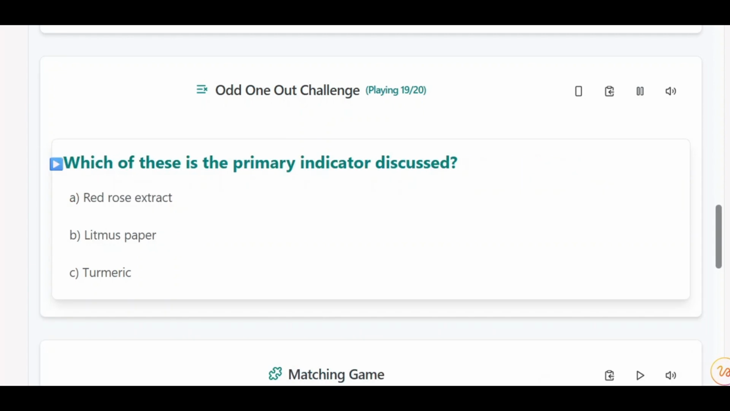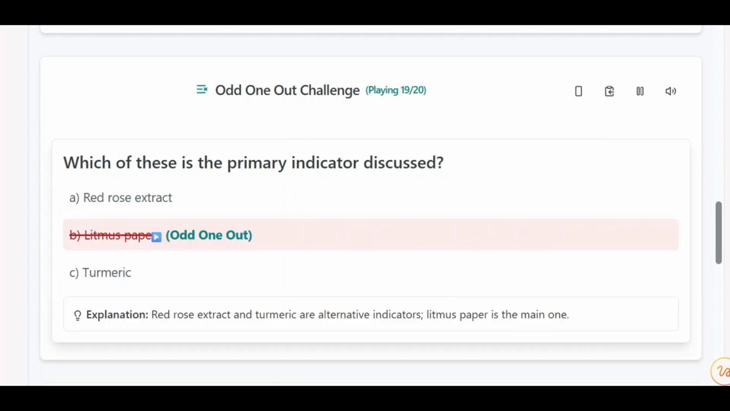Which of these is the primary indicator discussed? Red rose extract, litmus paper, turmeric. The odd one out is litmus paper, because red rose extract and turmeric are alternative indicators, while litmus paper is the main one.